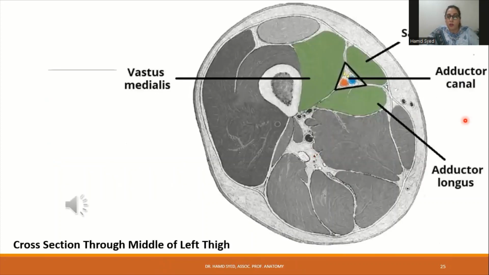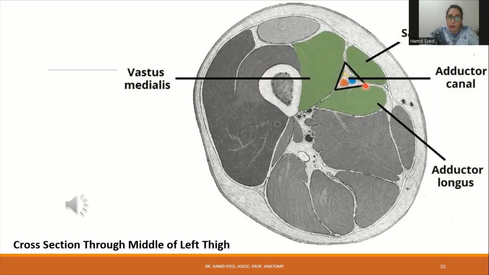This is a cross section through the middle of the left thigh. And when we are taking a cross section, we can see that this here is the femur bone, which has been transected, and the muscles which are lying on the medial aspect of the left thigh. These are the adductor muscles. And you can see that this area which has been outlined as the triangle-shaped area is representing the adductor canal.